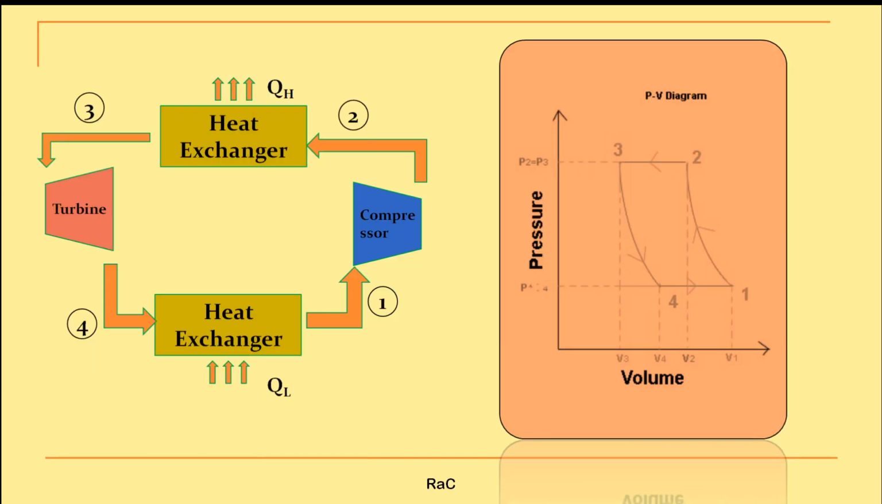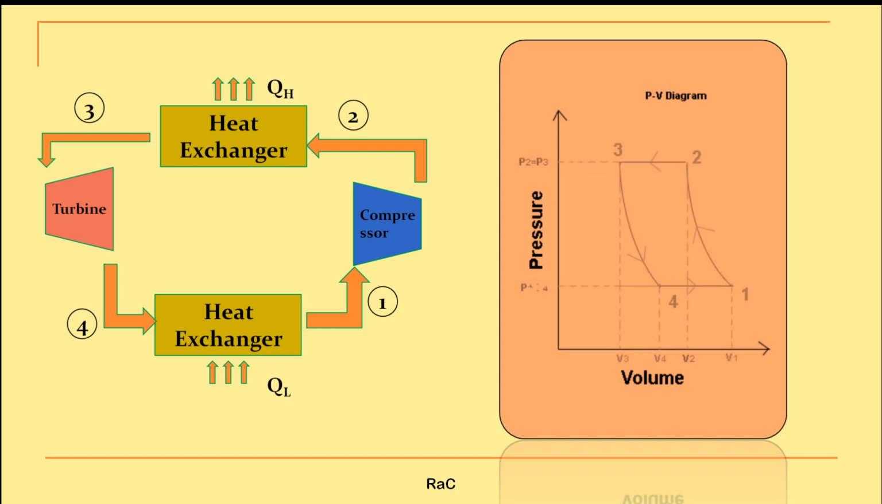You can see here there are four components, similar to the Carnot cycle. We have just replaced the terms evaporator and condenser; simply we will write heat exchanger. So there are the compressor, the turbine, a heat exchanger, and again another heat exchanger. So heat will be absorbed in the amount QL at a lower temperature, and it will be rejected in the amount QH in the other heat exchanger.